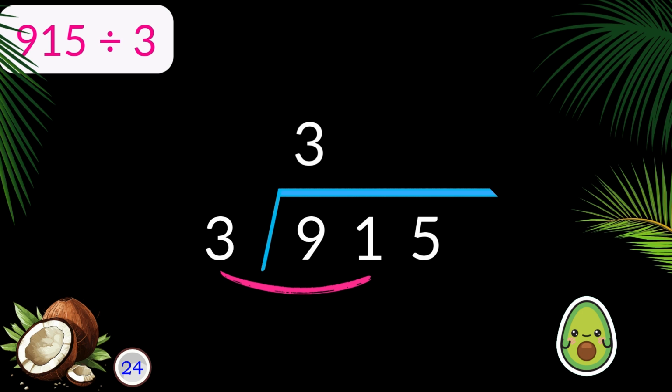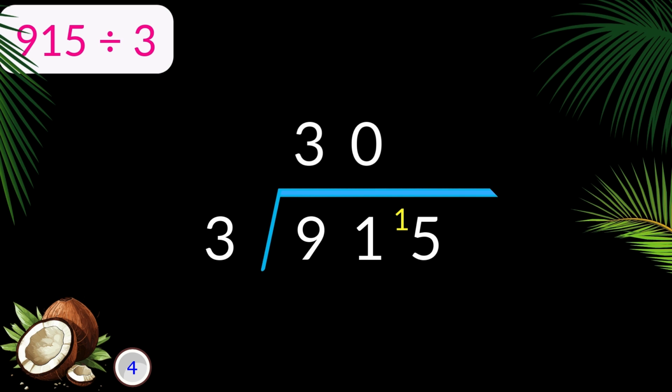Number 1. How many times does 3 fit into 1? Wait a second. 3 is bigger than 1. It won't fit even once. That means we put 0 on the roof because 3 can't go into 1. But we're not done. Let's carry the 1 over to the next number, making 15.